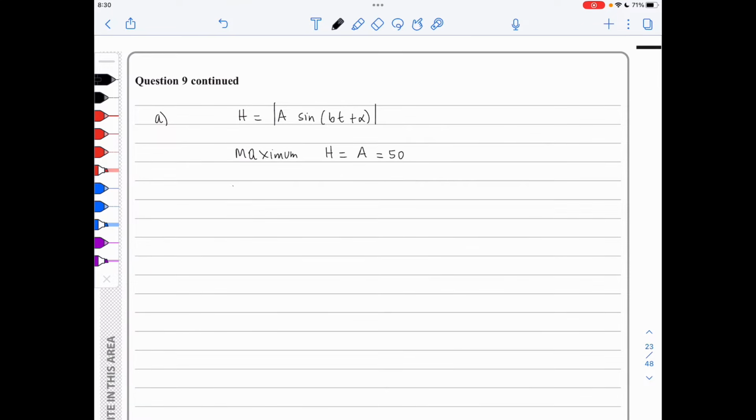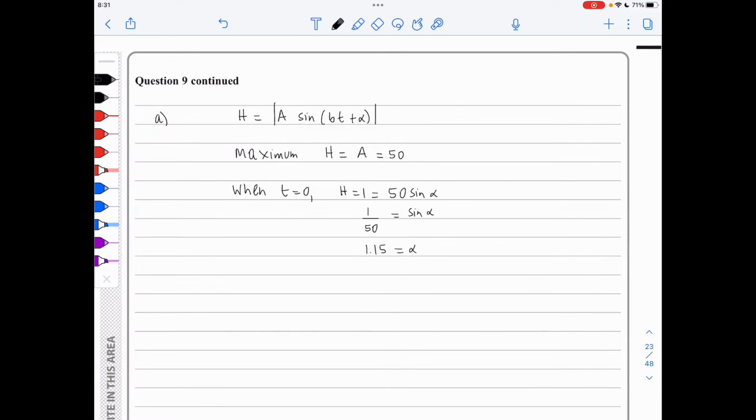We are also told that when t is 0, we have that capital H is 1. So if I substitute t is 0 here, we get 50 sine alpha. So 1 over 50 is sine of alpha. I do shift sine of 1 over 50. We are in degree mode. We get that alpha is 1.15.